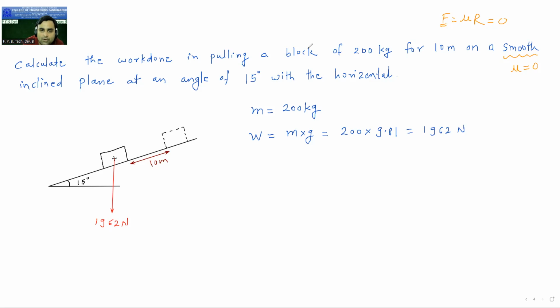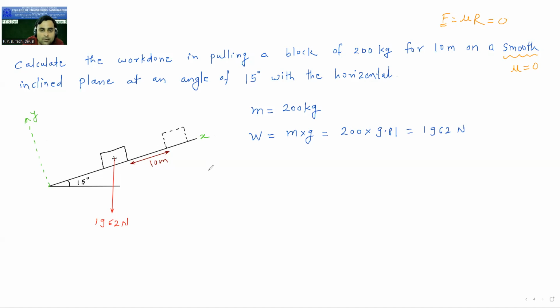Now we will resolve this. See, now this inclined plane is our x-axis, and perpendicular to this is our y-axis. Remember, we always solve inclined plane problems like this. Whatever the inclined plane is, we call it the x-axis, and the plane perpendicular to it is the y-axis. We always solve the problem of an inclined plane like this in any unit.